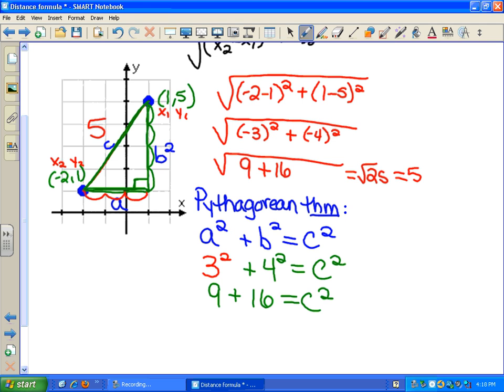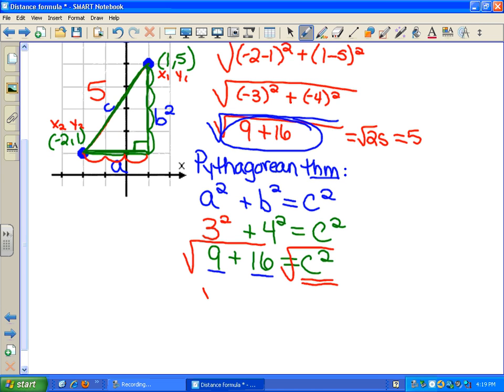Using the distance formula, I saw those numbers, 9 and 16, right here. But I ended up taking the square root of 9 plus 16. And the reason we did that was so we can find the distance. Look down here with the Pythagorean theorem. If I wanted to get C by itself, I would just take the square root of both sides. So the square root of 9 plus 16, which is 25, is C, and 5 is my hypotenuse, which is the distance between the 2 given points.